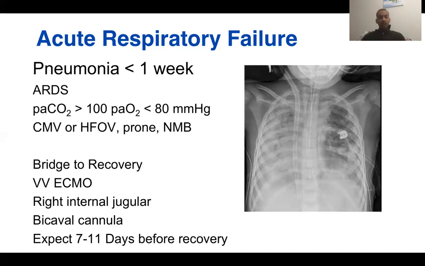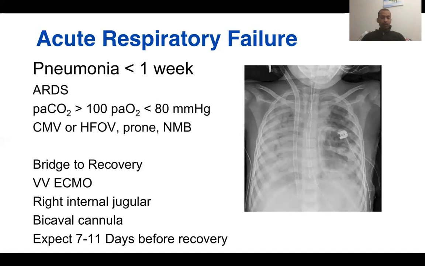So you see the ECMO here is being used as a bridge to recovery, because you're hoping that this is pneumonia, following which there is an ARDS picture, and I hope that the ARDS will get better and his lungs will recover back towards normal. And so that will be a situation where you would use VV ECMO.